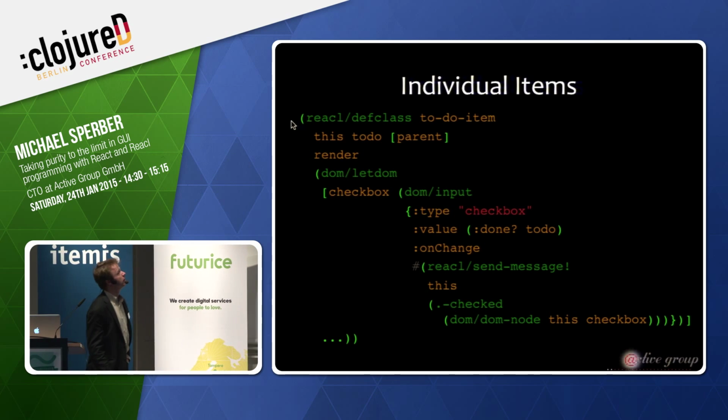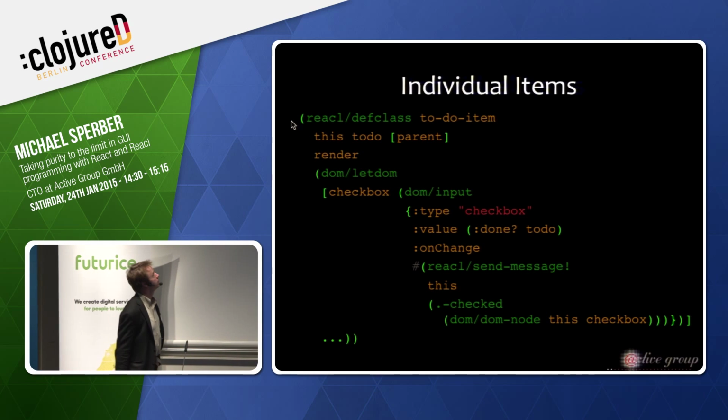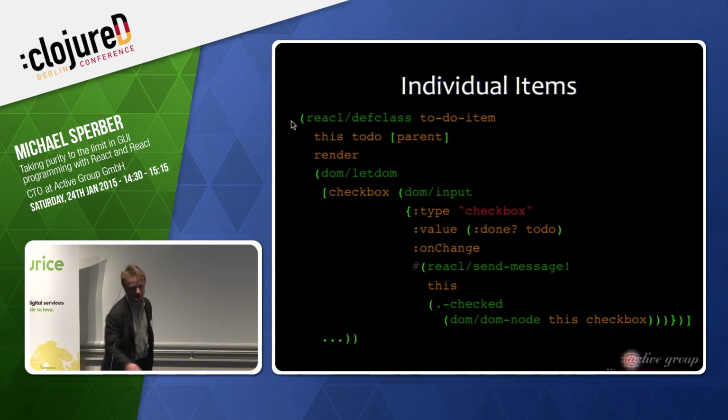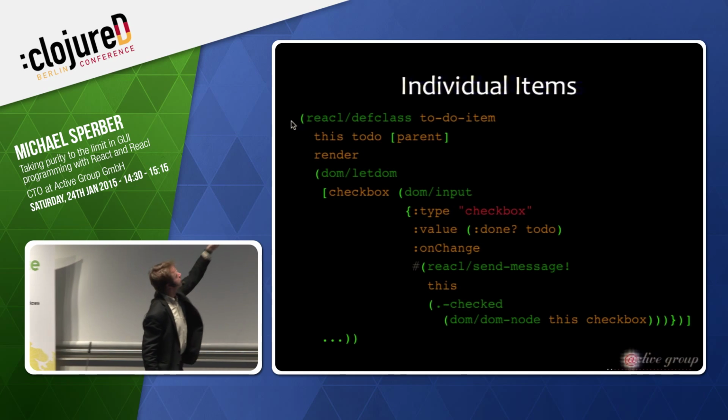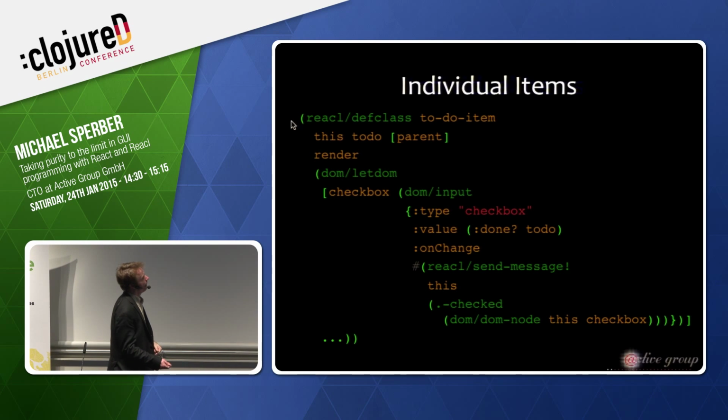And so here's an individual item of that to-do list. And you can see that we have a custom defclass form at the top. We have a parametered parent, which I'll talk about in a moment. And the application state is just the to-do object from that record definition that we saw on the previous slide.